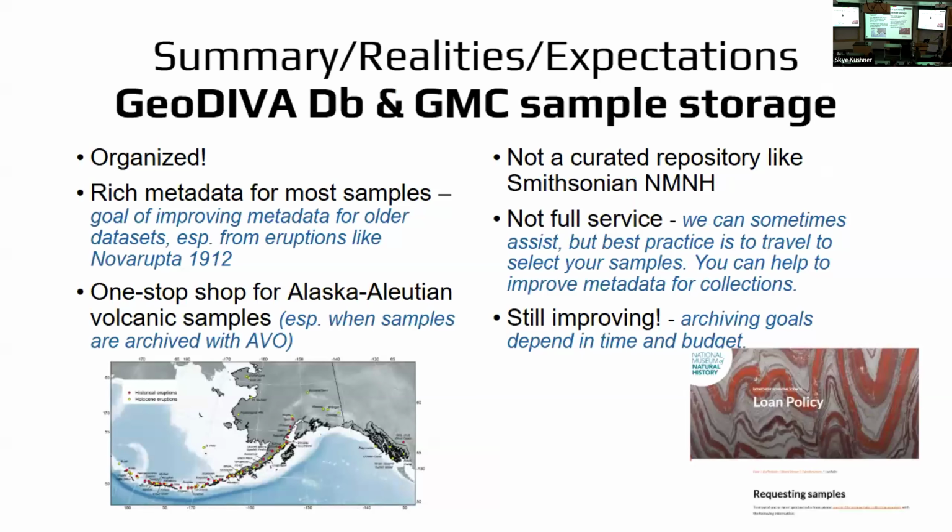And yeah, I think we're out of time, but just a quick summary. This is a really organized data set. It's got a lot of rich metadata for a lot of the samples, and it's really cool because it's a one-stop shop for your Aleutian Arc geochemistry whole rock sampling, which is a cool thing to have.